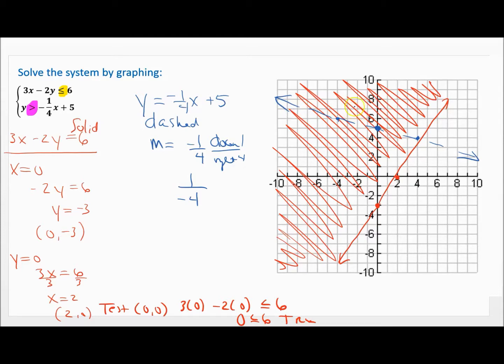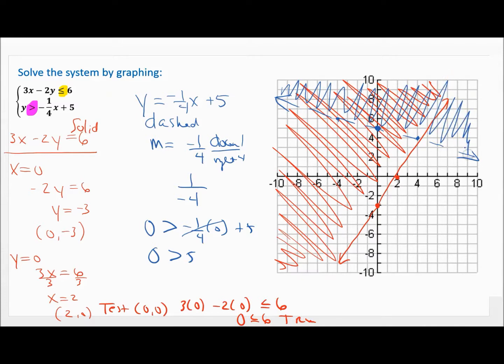Question is, do I shade above my blue dashed line or do I shade below my blue dashed line? Well, to find out, I plug in a test point. I'm going to pick (0, 0). Okay, so (0, 0) right down here. And is 0, go to the original, greater than negative 1/4 times 0 plus 5? And look, 0 is not greater than 5. That's false. So I don't shade the side with (0, 0) on it. I shade above. So we're talking about everything above and to the right of the line.